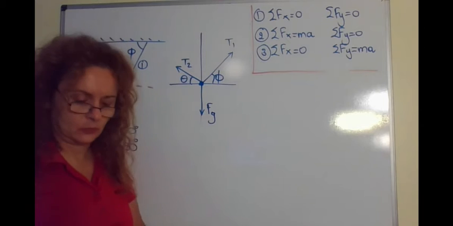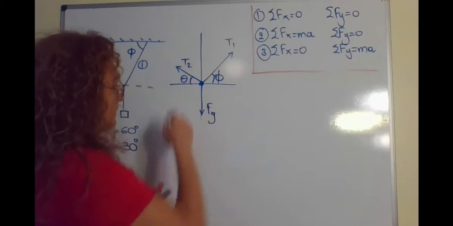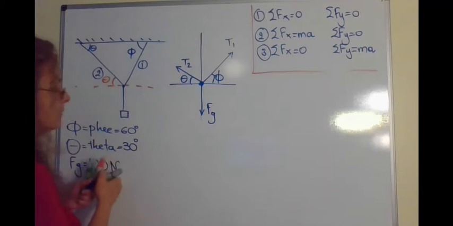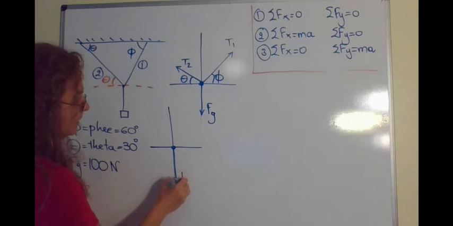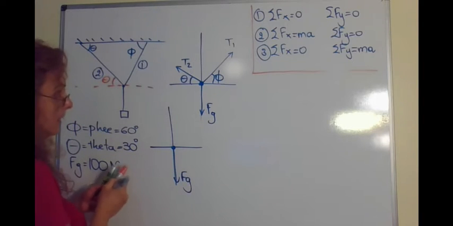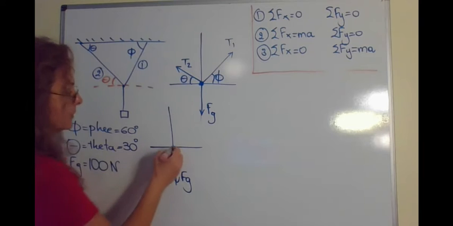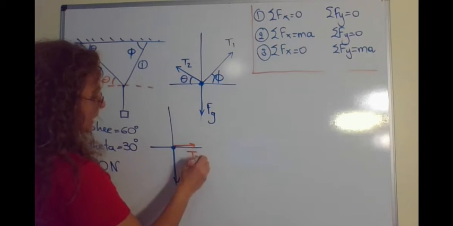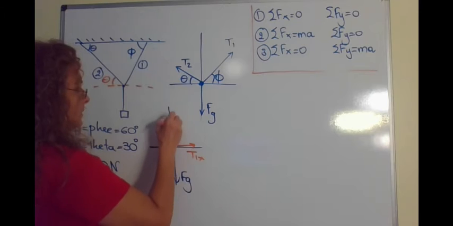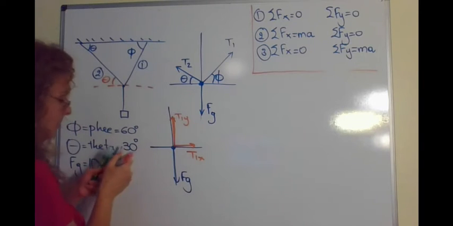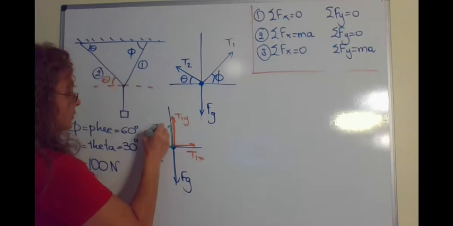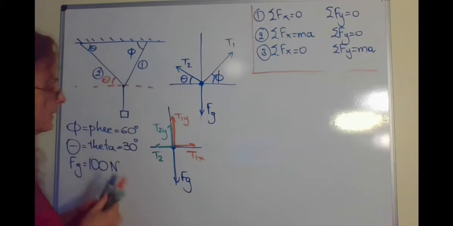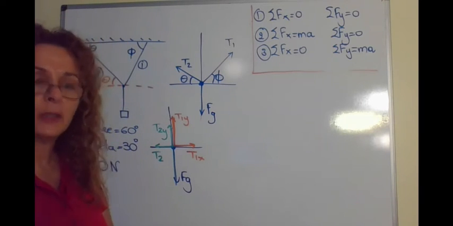Right now we have to resolve two forces, tension 1 and tension 2. So what I'm going to do, I will make one more free body diagram where only the force due to gravity will stay as it is, and the other two will be resolved. I will have tension 1x, tension 1y, tension 2x, tension 2y. That's the graphical part of splitting the two tensions.